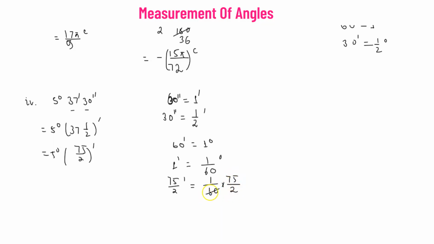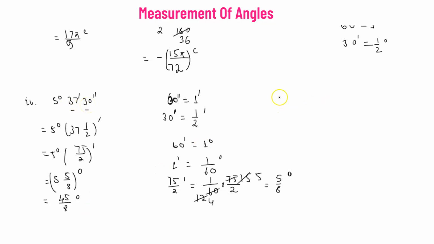Fine. 5 times 12 is 60, and 5 times 15 is 75. Again, 3 times 5 is 15 and 3 times 4 is 12. So we have 5 over 8. So this is going to be 5 over 8 degrees. We can say that 75 over 2 minutes is equivalent to 5 over 8 degrees. So 8 times 5 is 40, 40 plus 5 will be 45. So we have 45 over 8 degrees. That's the equivalent of 5 degrees, 37 minutes and 30 seconds.